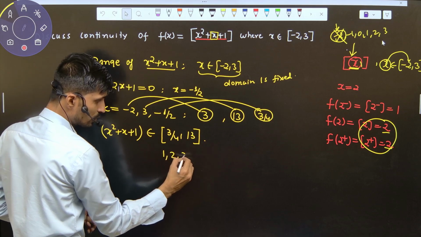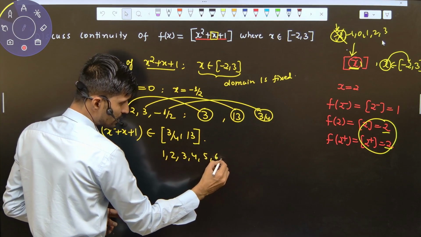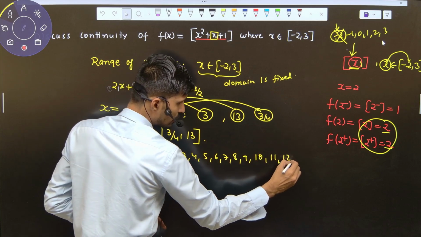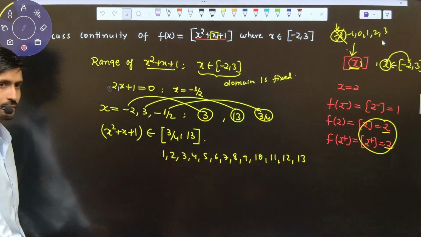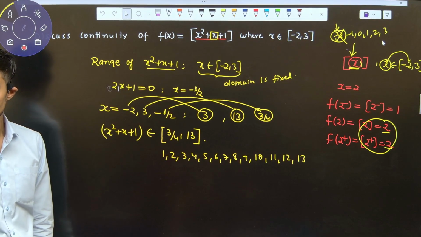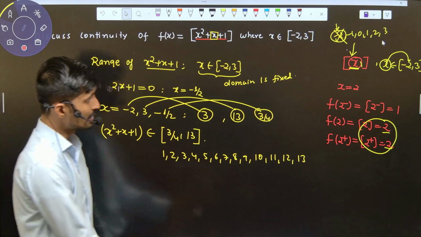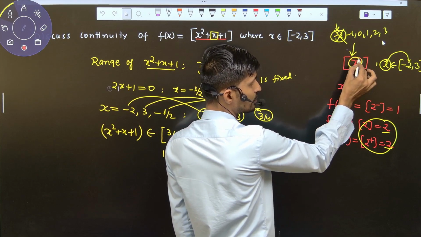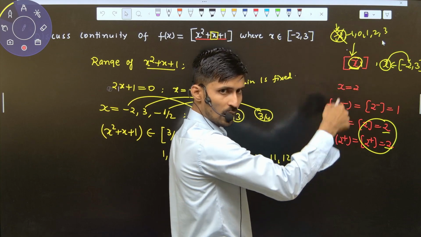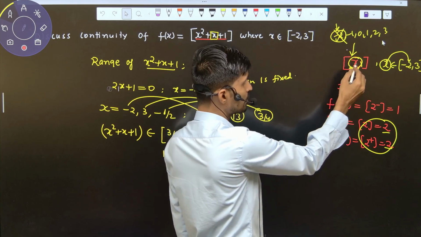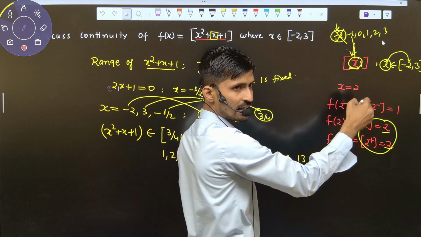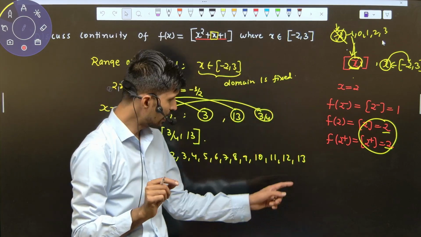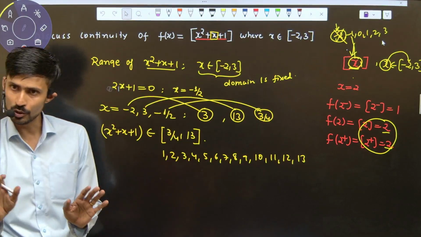1, 2, 3, 4, 5, 6, 7, 8, 9, 10, 11, 12, 13. Total 13 are there. Now, if I ask you to tell me the point where this function is discontinuous, simply equate with this, find x, you will get the exact x location. Here we know a total of 13 points of discontinuity is going to come.